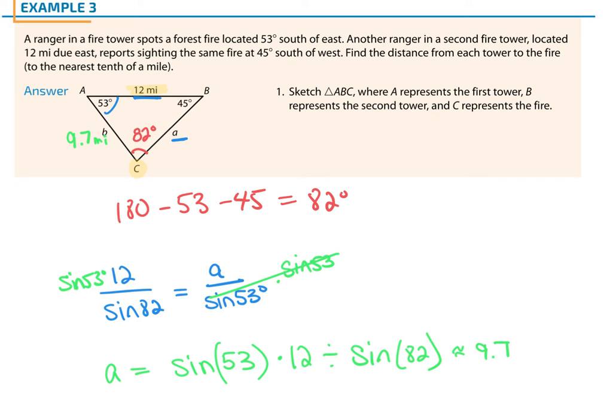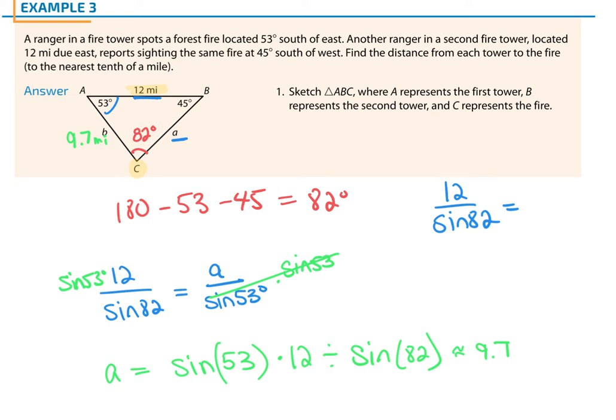If we want to find Ranger B, we will do the same thing. Now, I recommend you use the side length they gave you because you rounded the other side length, okay? So since you rounded that side length, if you use that, you're going to be further away from the actual answer. So go back to the 12 over the sine of 82 and do the same thing for the side.